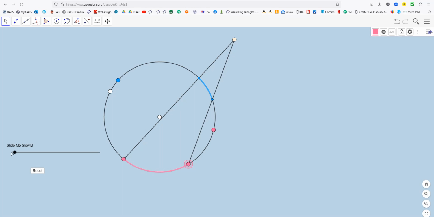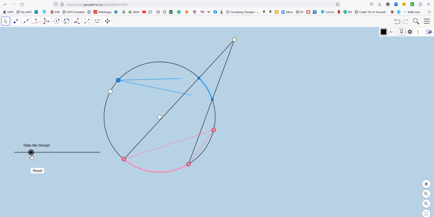Okay, so let's slide this slider and see what we see here. Notice that this is going to intercept two arcs of the circle again, just like it did when that point was on the inside and we had the secant lines. And we want to see what this has to do with the measure of this angle up here where the vertex is, where they meet, and how that compares to the measure of these arcs.